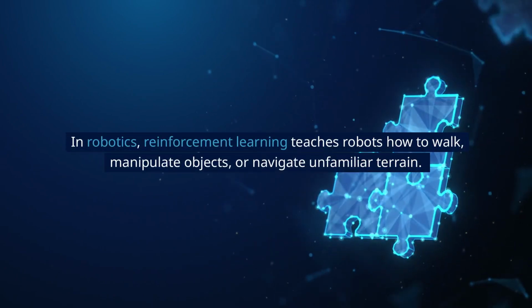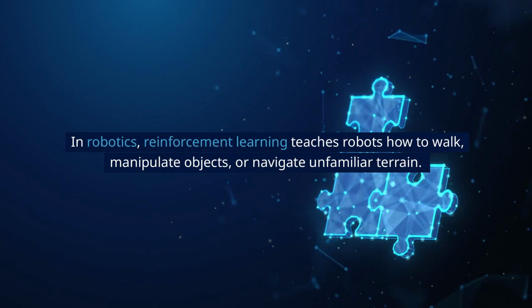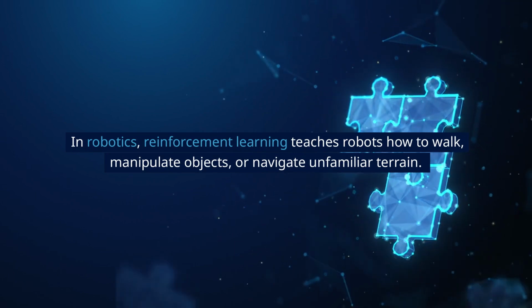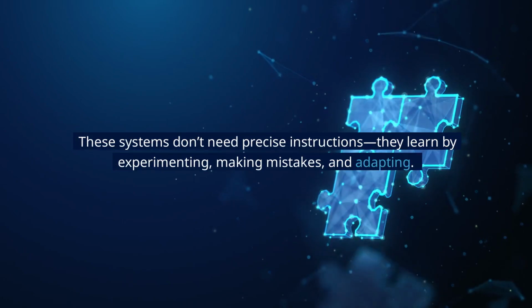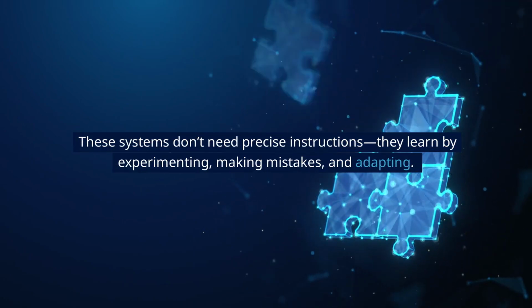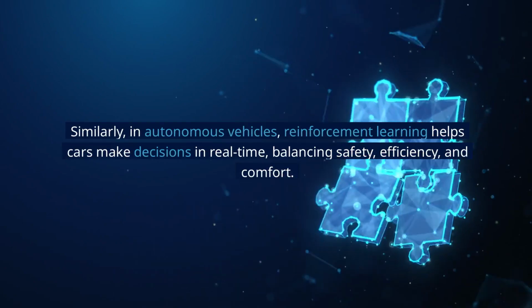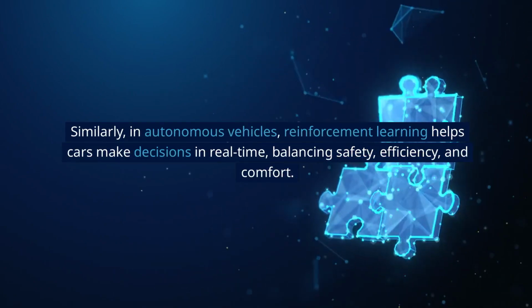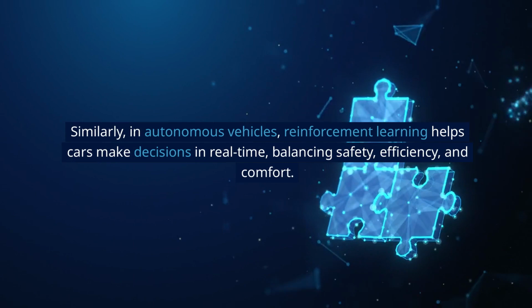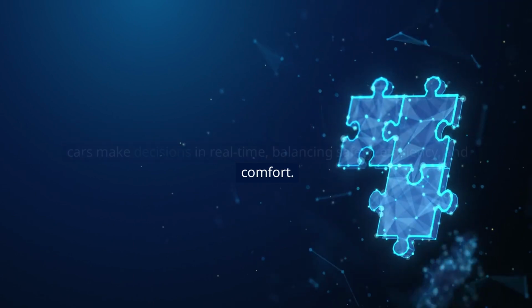Reinforcement learning isn't limited to board games, it's also the driving force behind many real-world innovations. In robotics, reinforcement learning teaches robots how to walk, manipulate objects, or navigate unfamiliar terrain. These systems don't need precise instructions. They learn by experimenting, making mistakes, and adapting. Similarly, in autonomous vehicles, reinforcement learning helps cars make decisions in real time, balancing safety, efficiency, and comfort.